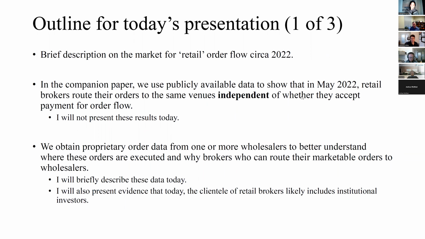As I mentioned earlier, what I want to do is describe retail order flow circa 2022. Bob and I had data 20 years ago, and it looks way different today than it did back in the day. In a companion paper we'll post, we use publicly available data to show that in May of 2022, I was not fully aware that independent of whether you take payment for order flow or not, you're routing your order flow to a wholesaler. I'm not going to discuss that today for time, but if you look at the 606 filings from May of 2022, the brokers who don't charge for order flow are sending their orders to the same places as the people who sell order flow. So in fact, the assumption made in the Jones paper that everything's going to a wholesaler seems to be pretty accurate.